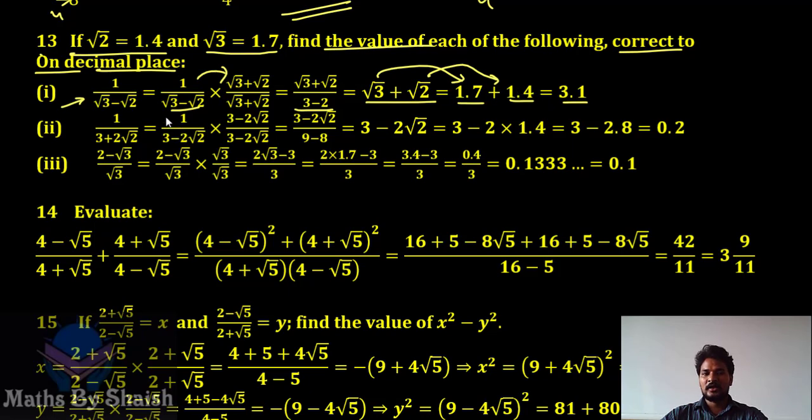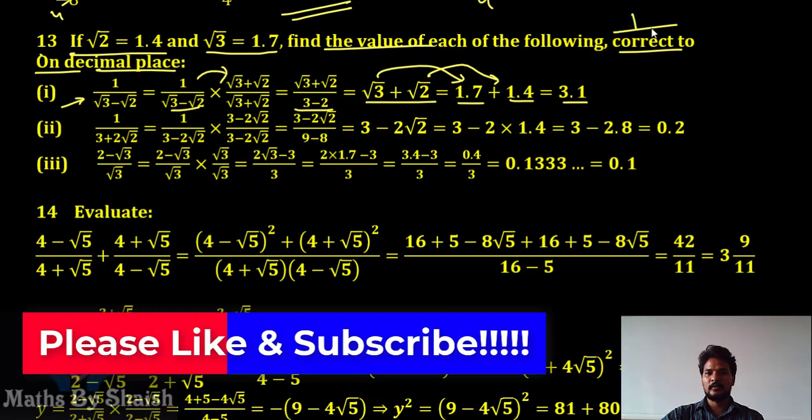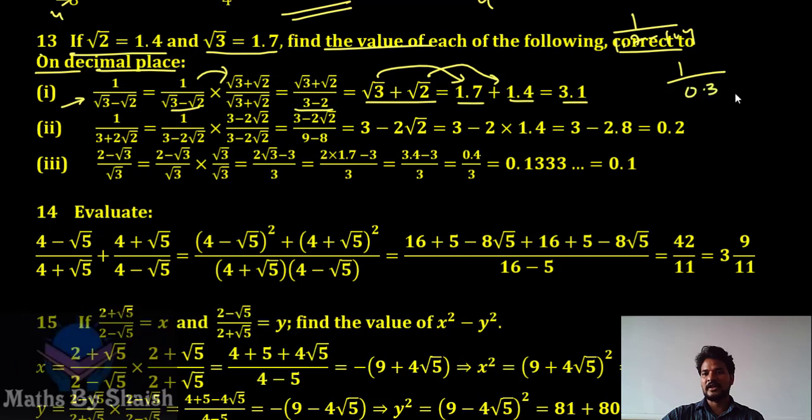Otherwise, if we want to find it directly, then in that case it would be 1 over 1.7 minus 1.4, that is 1 upon 0.3, then it is going to be 10 by 3, then we have to solve this. So till 1 decimal place, that is the proper way, that's the easy way to calculate.